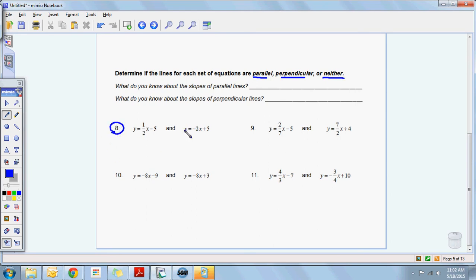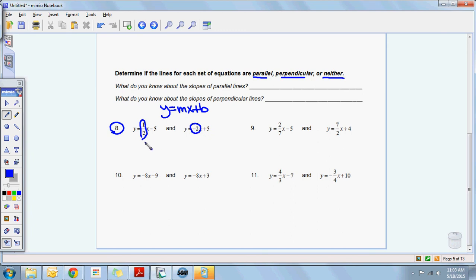When you're given equations of lines, remember they're in y equals mx plus b form. So right here would be my m, and right here is my m. Those are the slopes of these lines that I'm given. So I'm going to ask myself, are they exactly the same? No. So that means these two lines are not parallel. Okay, then I'm going to ask myself, are they opposites? Yeah, this one's positive, this one's negative.